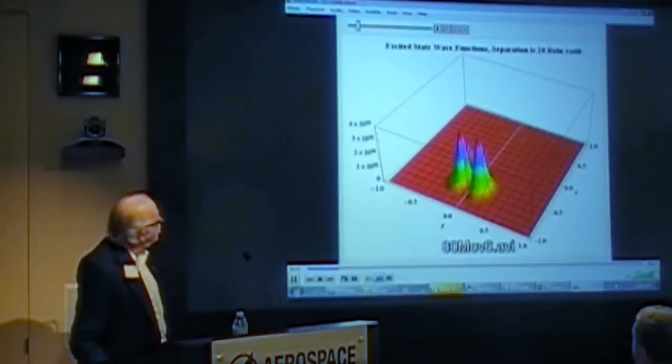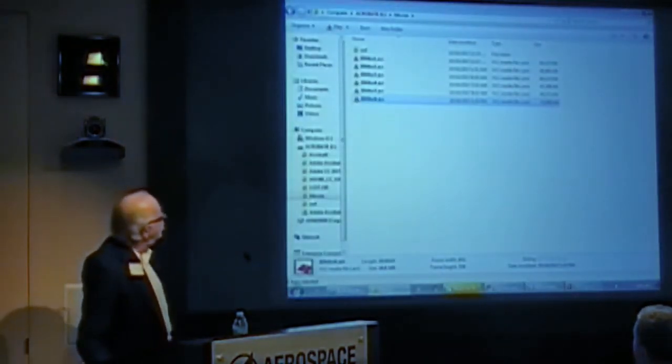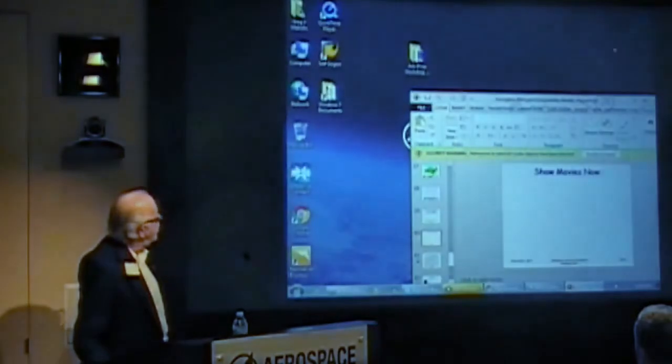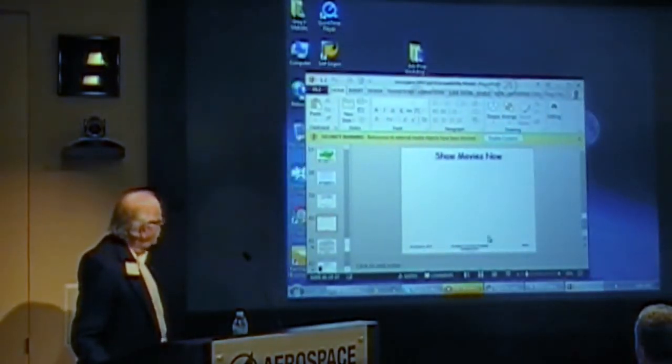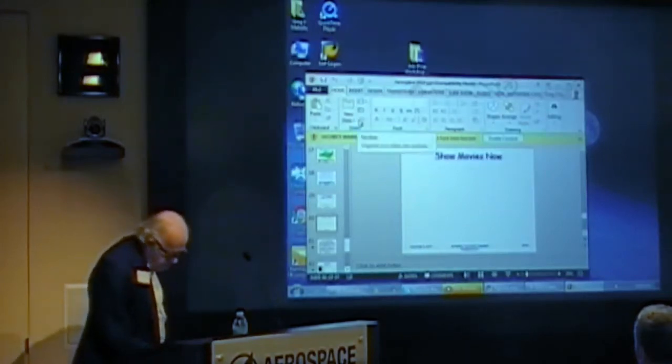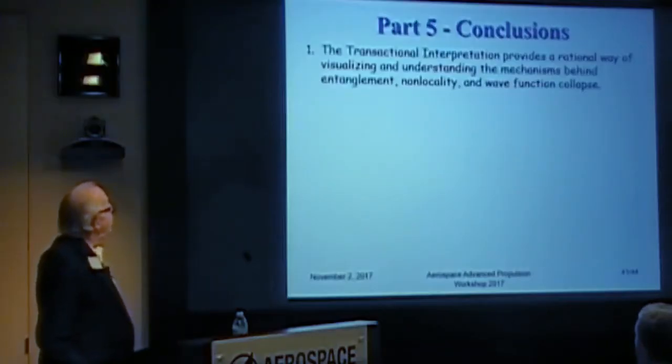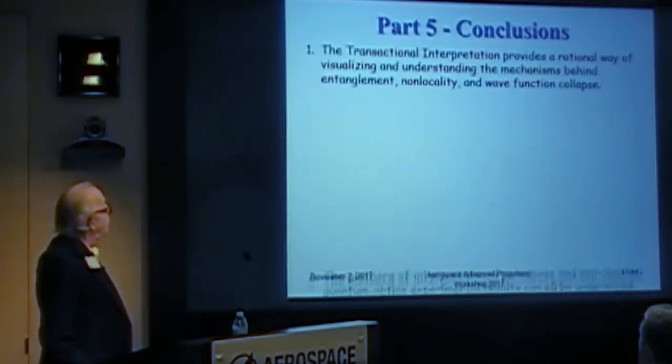Okay, so this is a Mathematica notebook that implements the mathematics using conventional quantum mechanics, except that we're using waves going in both time directions to show it. And so the conclusions are that the transactional interpretation provides a rational way of visualizing and understanding mechanisms behind entanglement, non-locality, and wave function collapse.